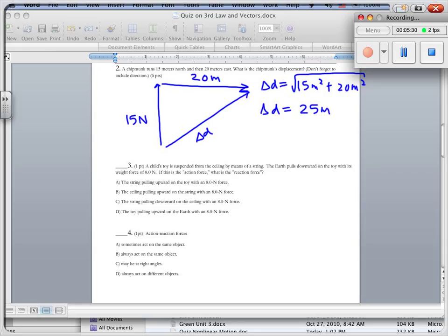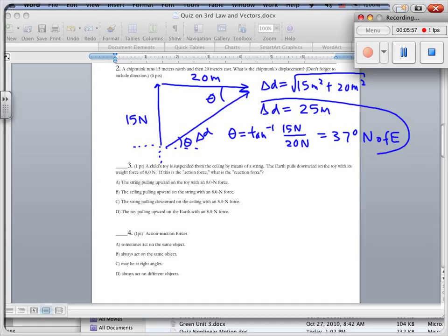Again, I need to give direction. This time I chose to give this angle. That angle is the same as this angle up here. So theta equals inverse tan of the opposite leg, 15, over the adjacent leg, 20. And I end up with 37 degrees north of east. So my answer is 25 meters, 37 degrees north of east.